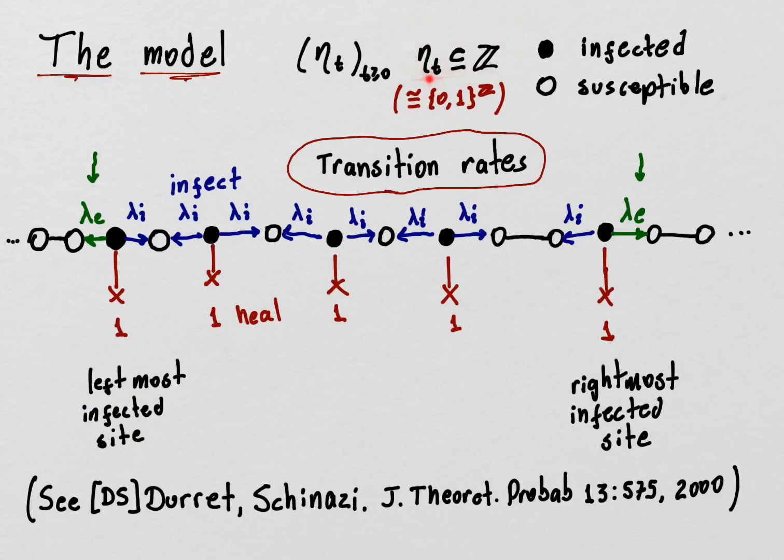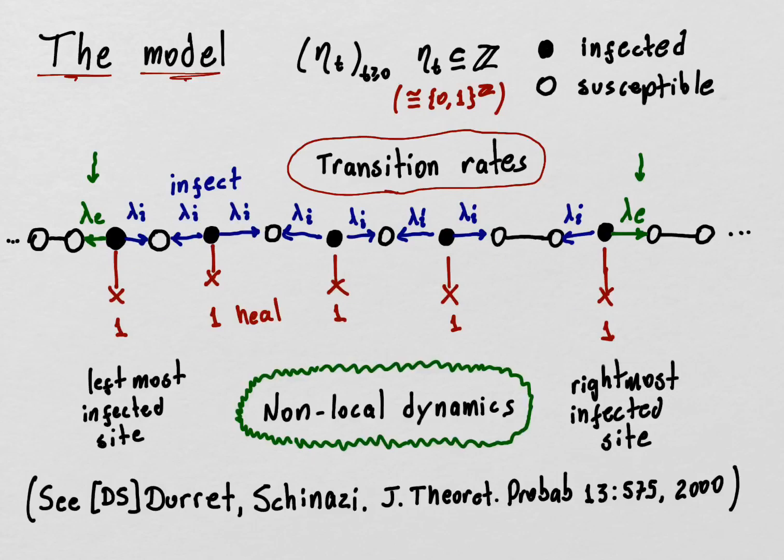We represent a configuration as a subset of Z, which is of course the same as a function from Z to {0,1}. And the modification is only that the rightmost site, if there is one, will infect the neighbor to its right at the rate that we call lambda_E, where E stands for exterior, which is possibly different from the rate lambda_I, where I stands for interior, at which sites in the interior of this interval will infect other sites. This is a non-local dynamics.